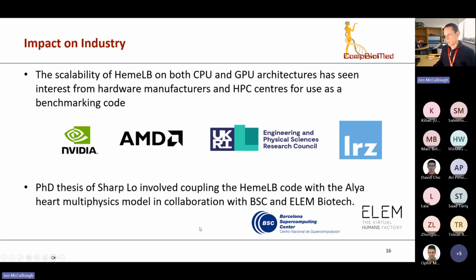In terms of other industry impacts, the recent PhD thesis of Sharp Low, who finished late last year, involved coupling the HemeLB code with the Alya multi-physics model, which was originally developed at the Barcelona Supercomputing Center and then as a spin out through the ELEM Biotech company. That was looking at coupling heart models and vascular models, extending towards this idea of a virtual human using multiple high-performance computing systems and codes.